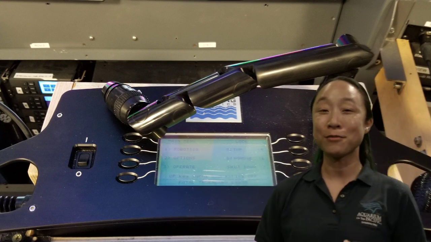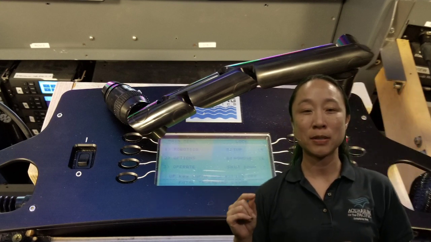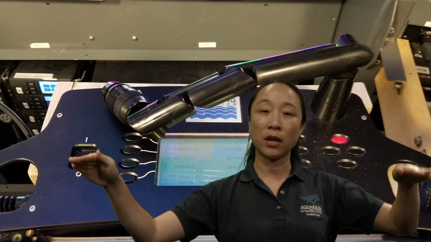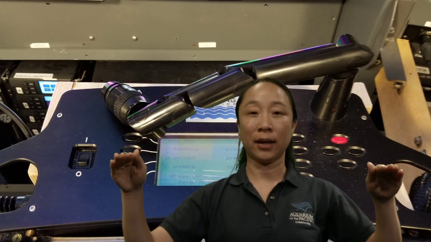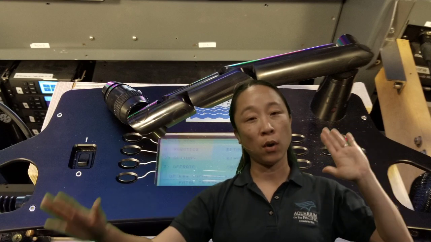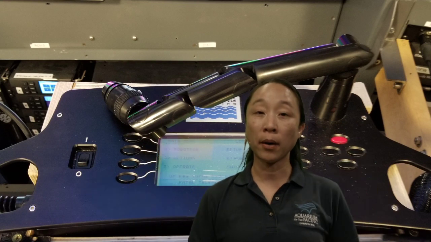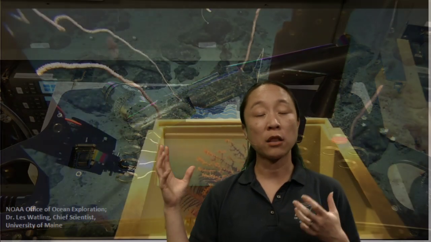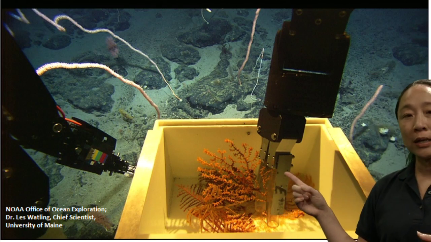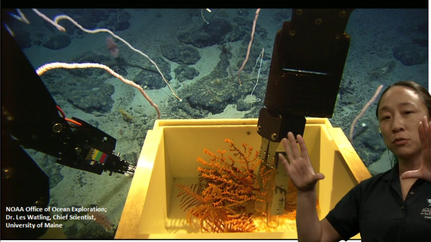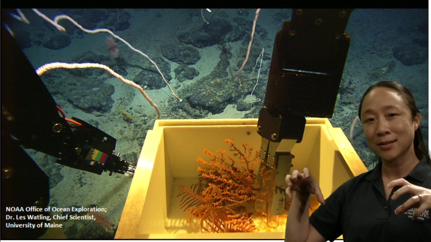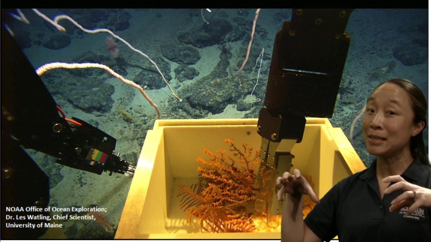Now, here's another really cool thing about these arms. There are usually two of them, one on each side of the ROV. And typically, it is two different people controlling those two arms. So one person per arm, because it takes a lot of thought and control. But what if you need to collect something and you need to use both of those arms together to grab something? Well, you need some teamwork.